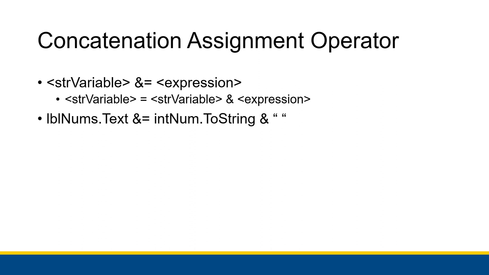There's also a concatenation assignment operator, which works like the arithmetic assignment operators we talked about before. You just put the ampersand equals, and labelNums.Text &= intNum.ToString and a space at the very end is equivalent to saying labelNums.Text = labelNums.Text & intNum.ToString & a space at the very end. So let's take a look at what that looks like in Visual Basic.